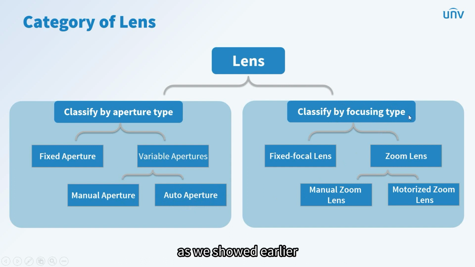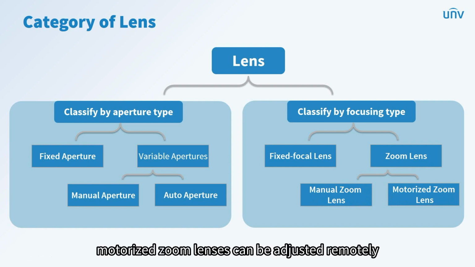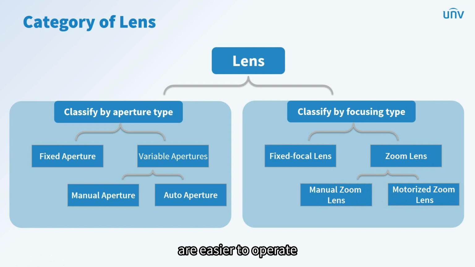As we showed earlier, there are fixed lenses and zoom lenses. Zoom lenses are divided into manual zoom and motorized zoom. Compared with manual zoom lenses, motorized zoom lenses can be adjusted remotely, are easier to operate, and are also beneficial to save labor and maintenance costs, so currently, they are widely used.